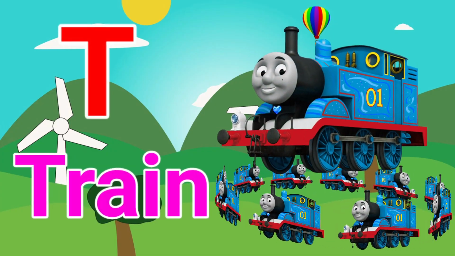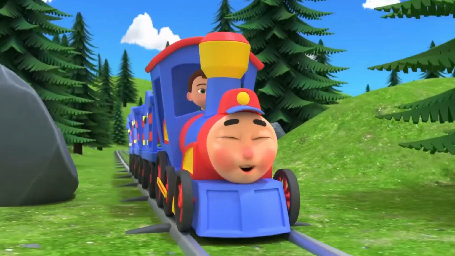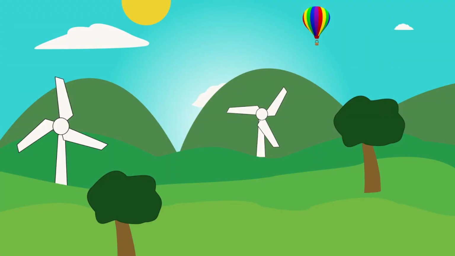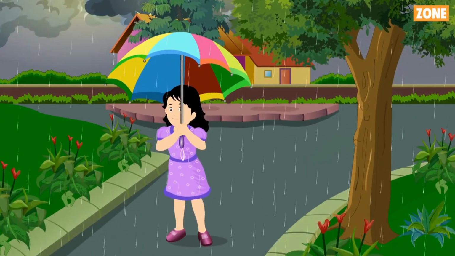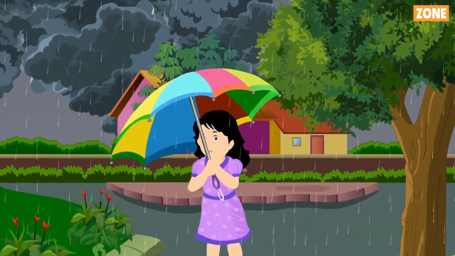T is for train. I'm happy train. Choo, choo, choo, choo, choo. I am moving down the lane. Choo. U is for umbrella. I have a big umbrella which saves me from the rain.